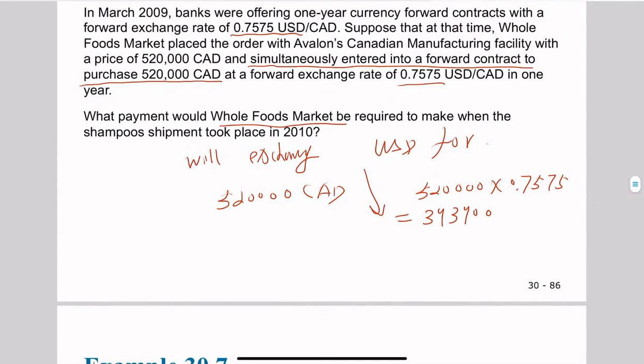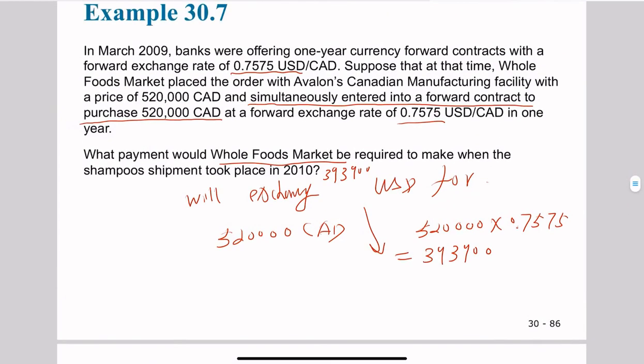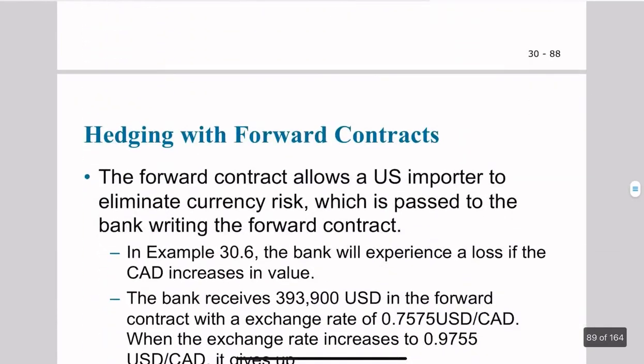So it's 393,900. So basically you can see that because Whole Foods has entered into this forward contract, and this forward contract has a fixed forward exchange rate, Whole Foods fully understands what the exchange rate will be in 1 year. So by using this forward contract, Whole Foods, this US firm, has completely removed this exchange rate risk, right? Because its payment is fixed in the future. It's always $393,000.